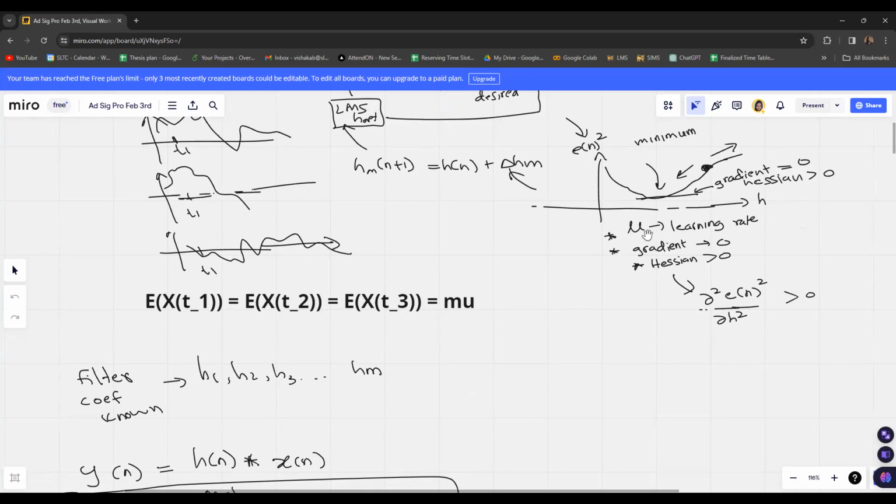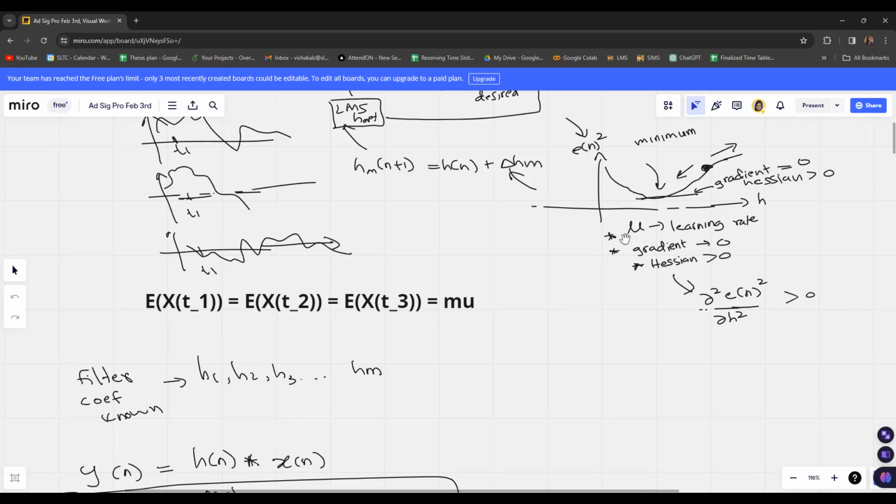We want to minimize the error as much as possible, so we want to find the minimum error point. In order to find the minimum error point, we need to go to that minimum point using this updating algorithm. That algorithm will move in steps of mu. So the mu value determines how fast we reach that minimum point, and also whether we reach the minimum point or not. Sometimes this mu value can cause us to lose the minimum point.